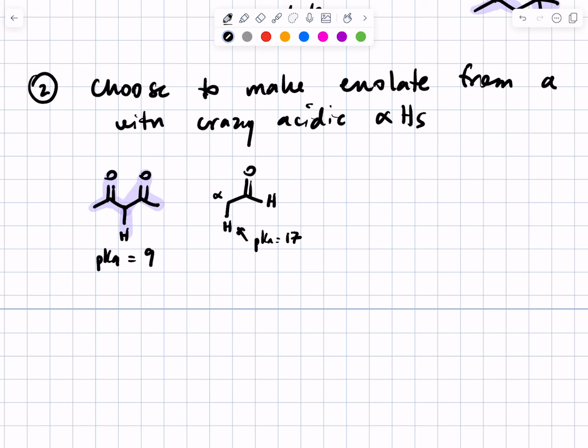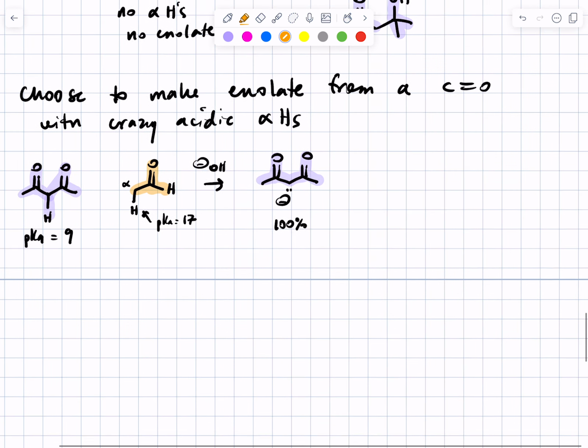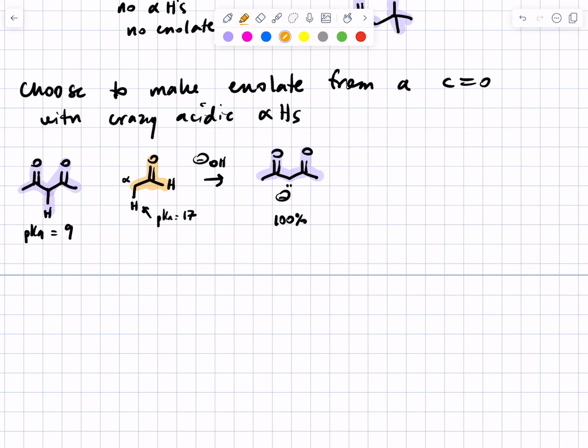So in the presence of base, it's actually no contest. You form 100% of the desired enolate. And that's great because at that point, none of the purple carbonyl compound remains to react with itself. So the only thing that can happen then is for the purple carbonyl compound to react with the orange aldehyde. And that crossed aldol reaction works pretty well.